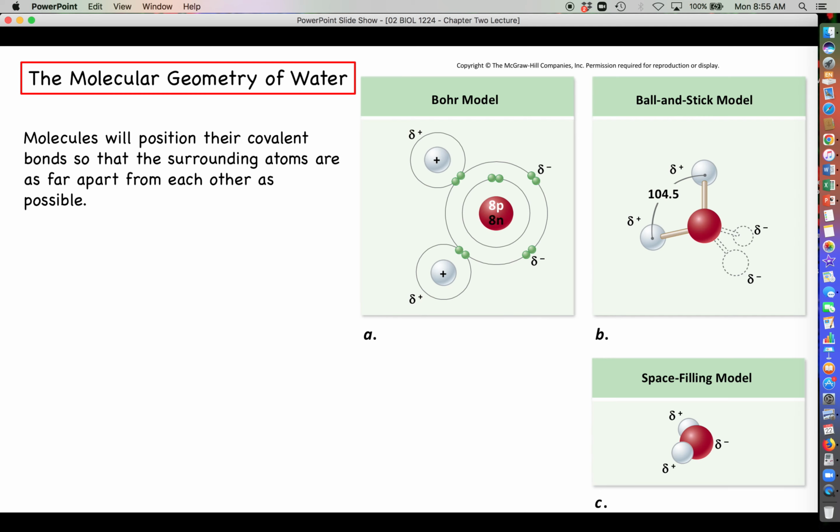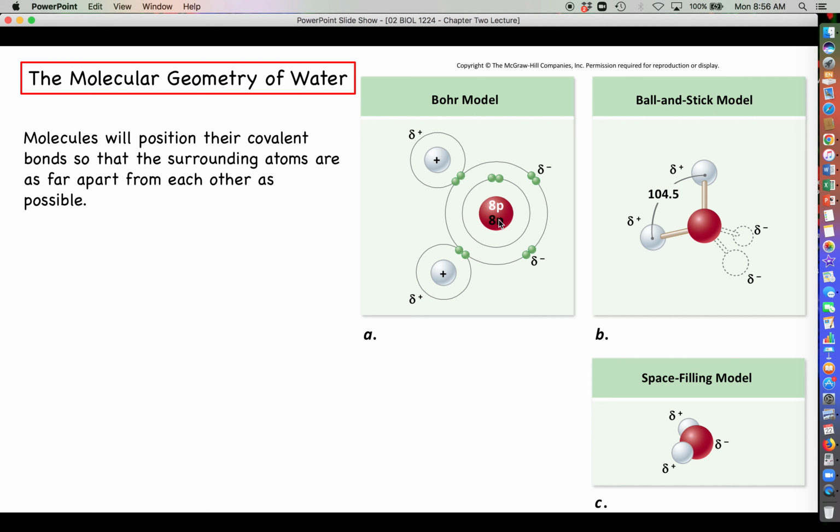So we talked a little bit about water as kind of a shining example of a polar molecule, and we discussed what that polarity means, in the sense that your oxygen atom has an unequal sharing of electrons with the two hydrogen atoms that it gets into business with. Usually, when molecules figure out their molecular geometry, they try to position their covalent bonds in three-dimensional space so that the surrounding atoms get about as far away from each other as they possibly can.